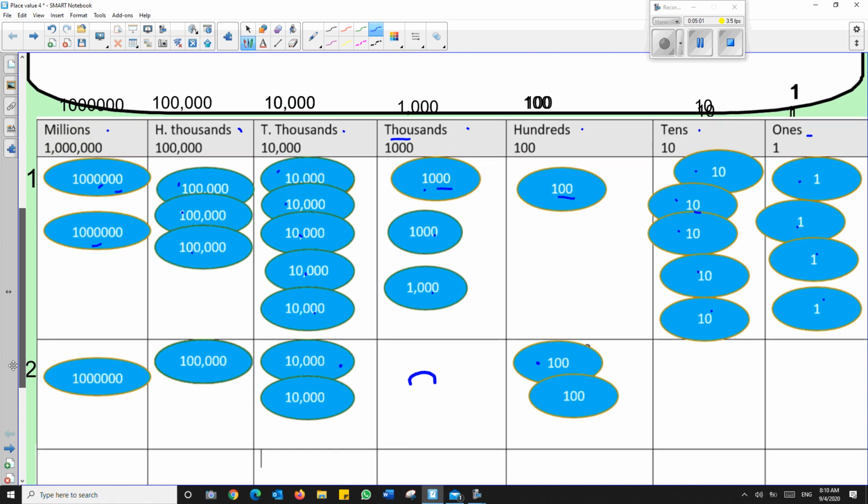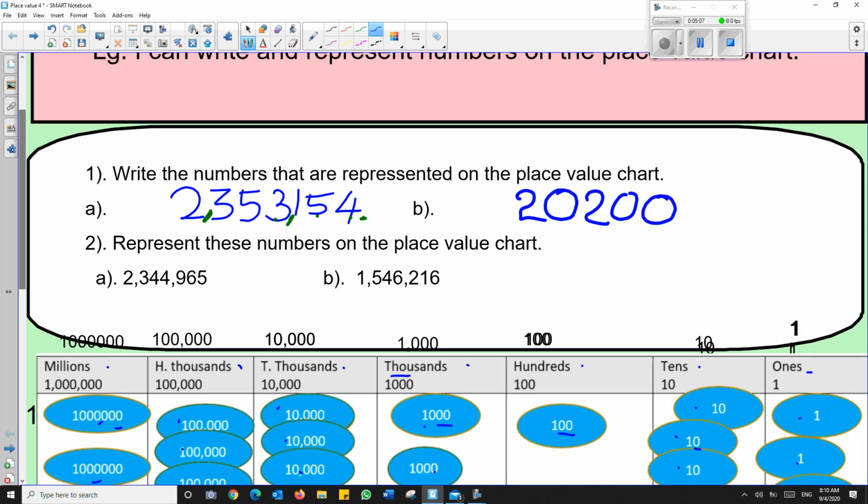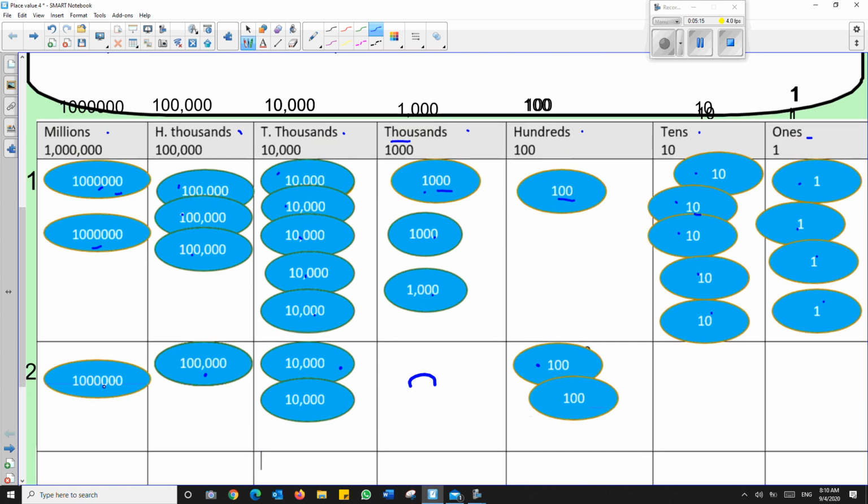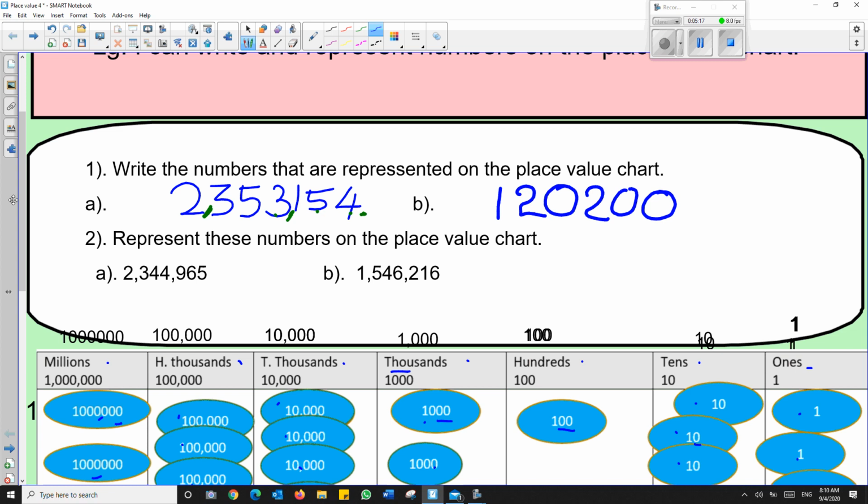How many 100,000s are there? Just 100,000. So write 1. Finally, in millions, how many millions are there? Just 1. So write digit 1 in millions. Then we put a comma. We group these numbers in 3s from the right hand side. So I count 1, 2, 3. I put a comma. 1, 2, 3. I put a comma here. So this is how to write the numbers.